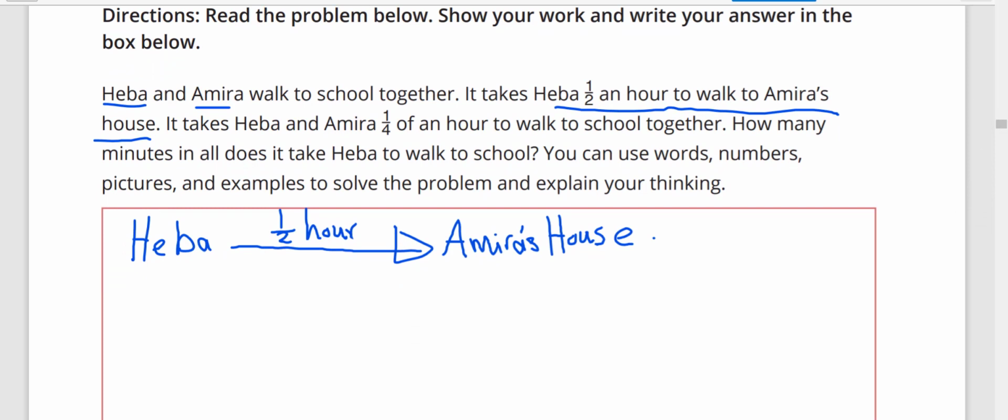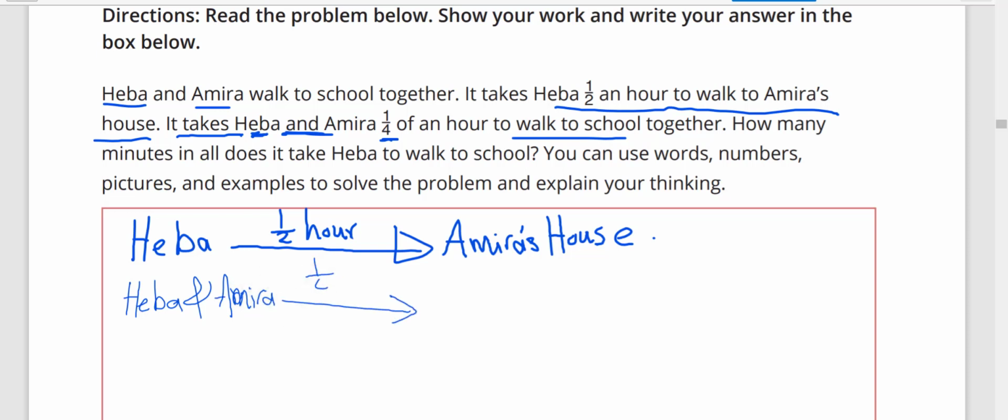Then it takes Hiba and Amira a fourth of an hour to walk to school. Then Hiba and Amira take a fourth hour to school.